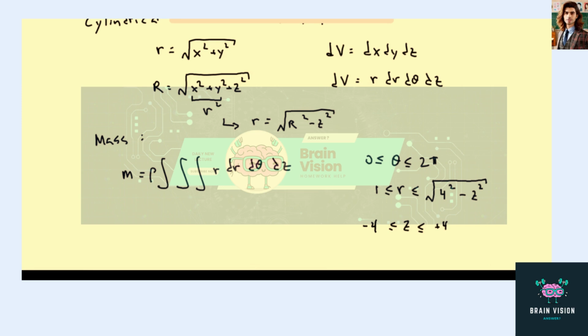So now we've just determined all of our lower and upper limits. Let's write those in. So r will range between 1 and the square root of 4 squared minus z squared. Theta will range between 0 and 2 pi. And z will range between minus 4 and 4. So now we've just set up our triple integral. Let's evaluate.